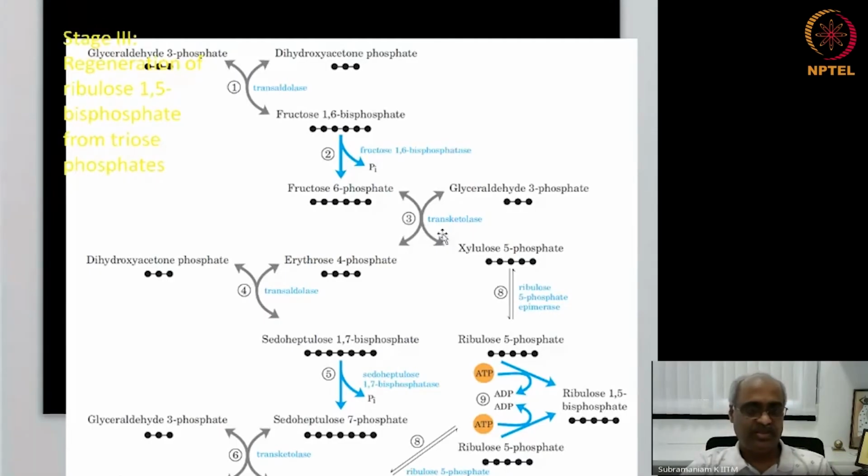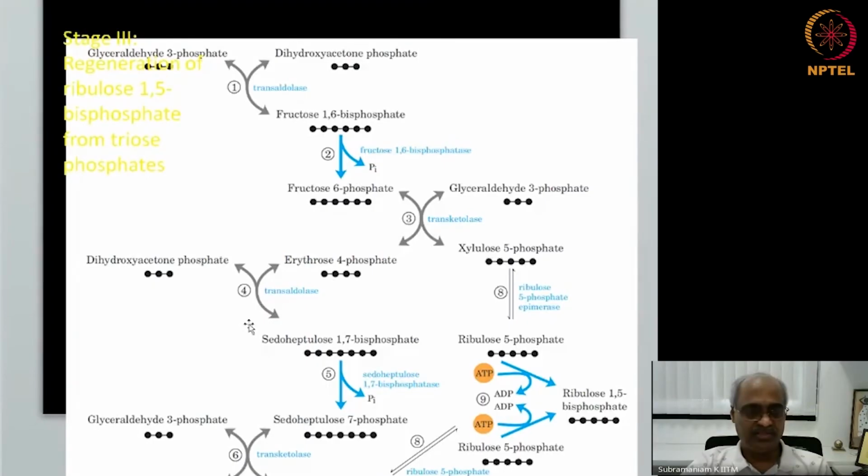So you have 6 plus 3, so you have got 9. Out of the 9, you make 1 four and 1 five. So the numbers are correct. That is the third step. Transaldolase: here the aldehyde group is transferred, converting this into a ketose. And then the second step is removing the phosphate. The third step is again the transfer of the carbons from a ketose to an aldose.